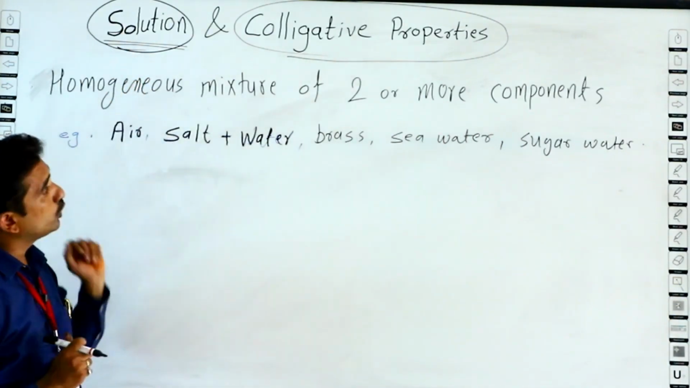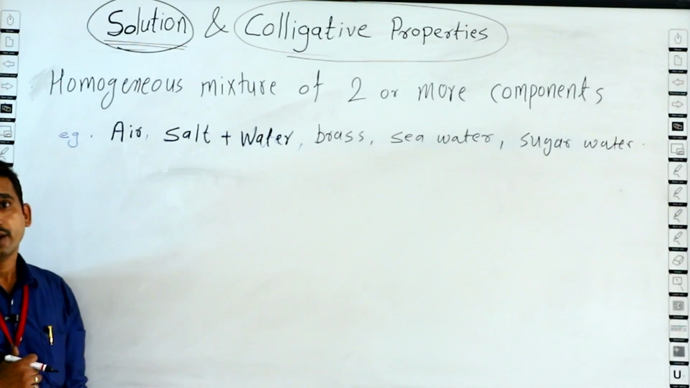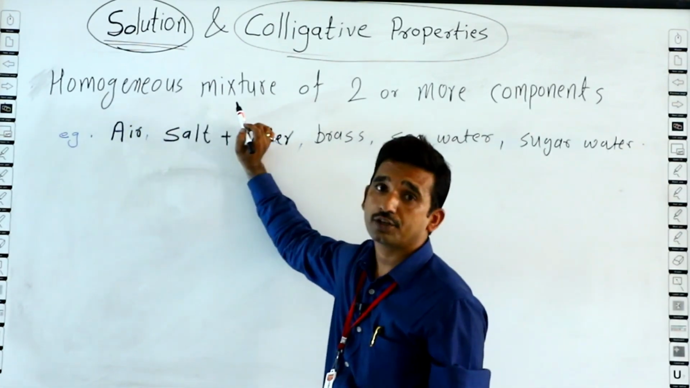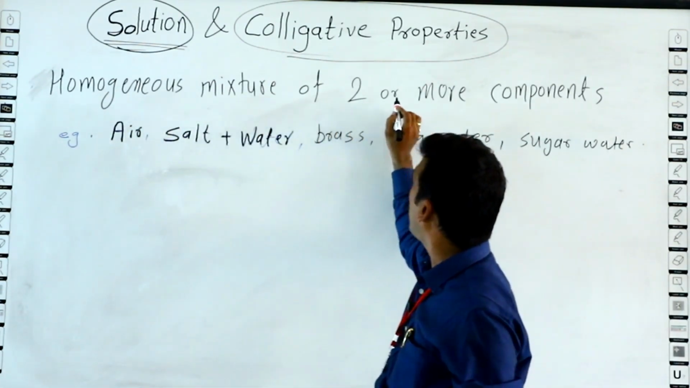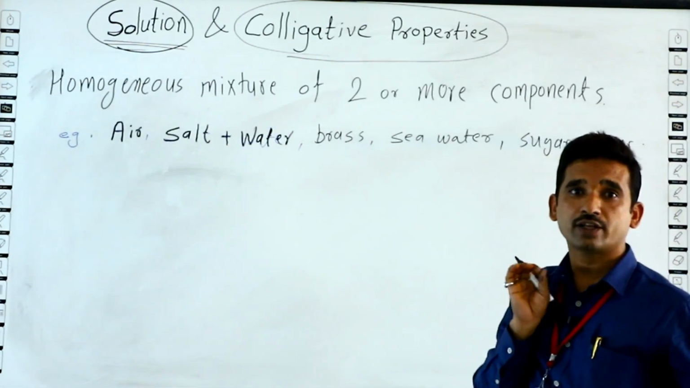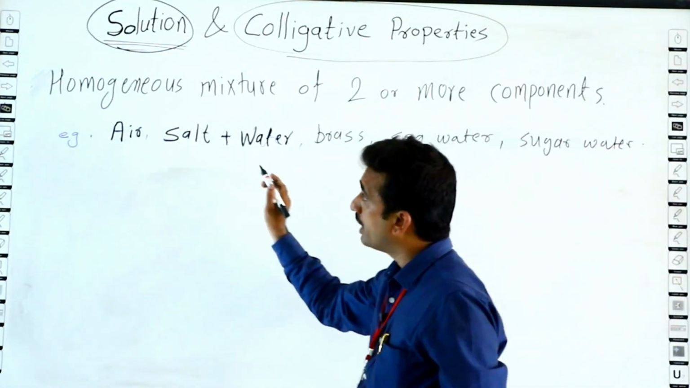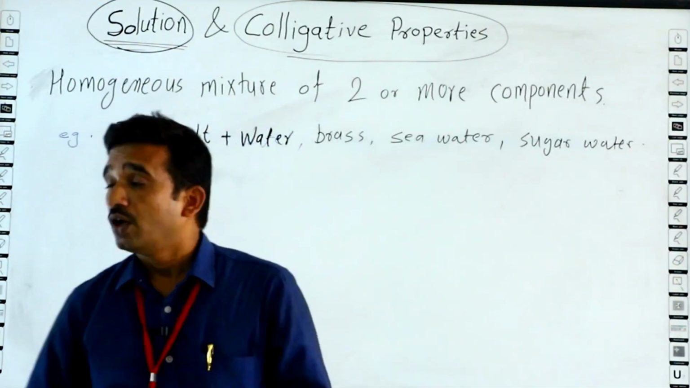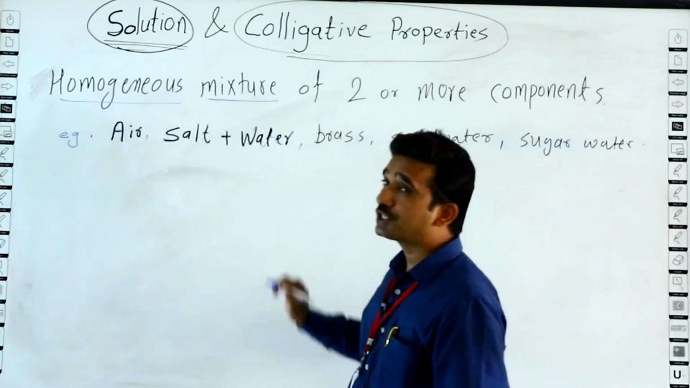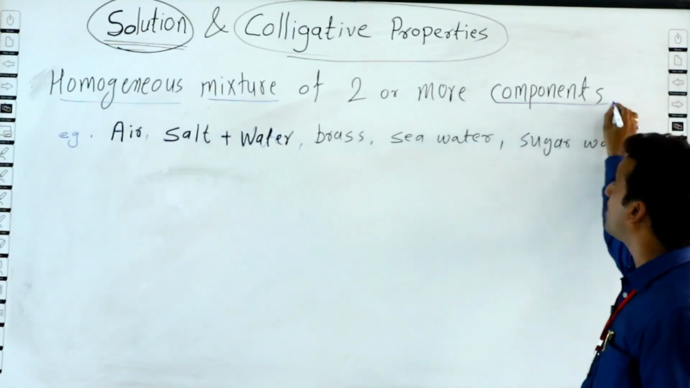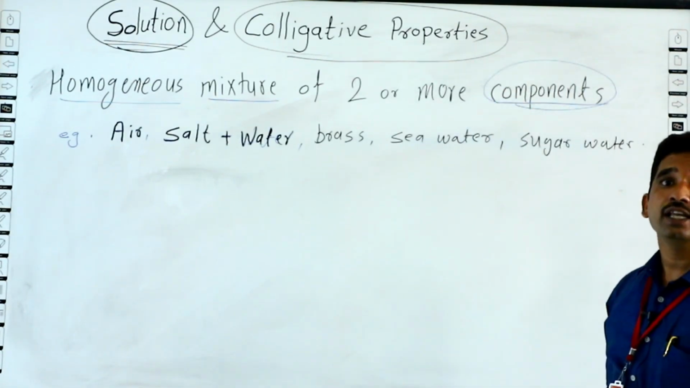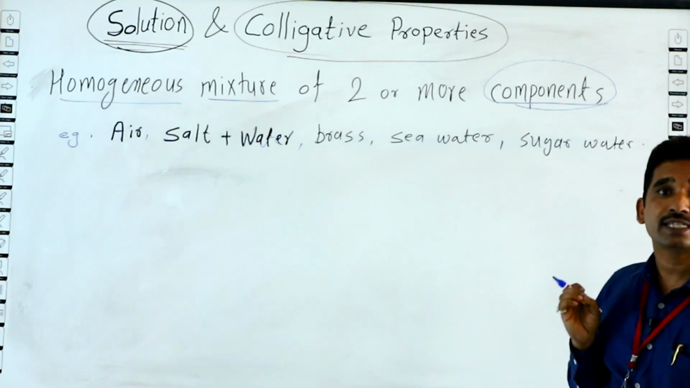Here is the definition of solution: it is a homogeneous mixture of two or more components. In this definition there are three important words. Number one is homogeneous, the second word is mixture, and the third one is components. Components means the ingredient particles which are present in the solution.